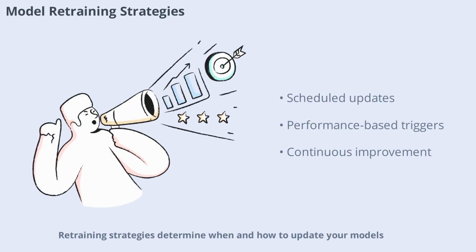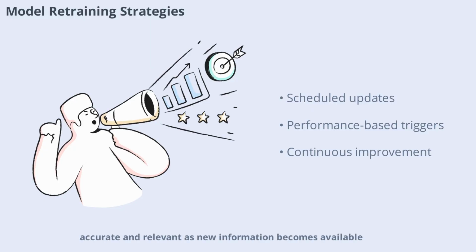Training strategies determine when and how to update your models. Options include scheduled retraining, triggered retraining based on performance drops, or continuous retraining with new data. Choosing the right strategy depends on your application's needs and the rate of data change. Effective retraining ensures that your models stay accurate and relevant as new information becomes available.